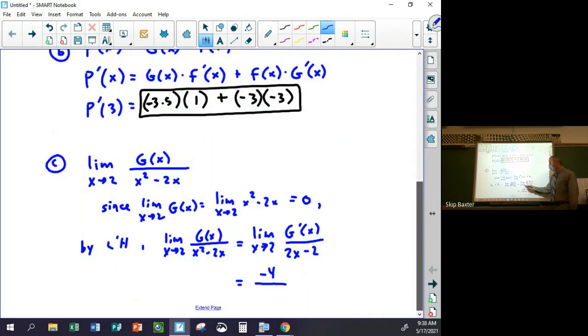And if you substitute 2 into the bottom, you get 4 minus 2, which is 2. The answer is -2. That's it. That would be a full credit response. Okay.